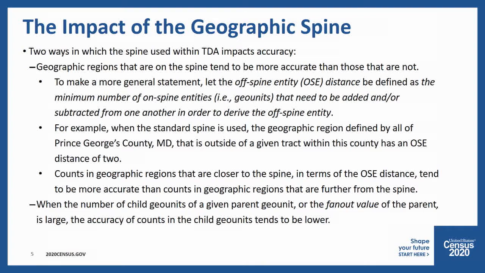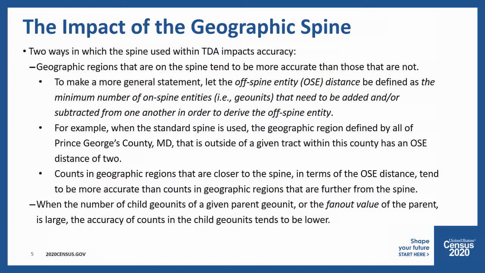Okay, so now we'll talk about some of the original impetus for looking at alternative geographic spines to the original one that we used within DAS. So we had two different reasons to look at alternative spines to improve accuracy in certain regions. The first one is by far the most important, especially for redistricting. That is that, and I believe Michael touched on this as well, geographic regions that are on the spine tend to be more accurate than those that are not. And we can also make a more general statement here by defining something that Michael already alluded to as well. So we're going to define the off-spine entity distance as the minimum number of on-spine entities that we need to use in order to derive an off-spine entity. And that's a mouthful, so I also have an example here.